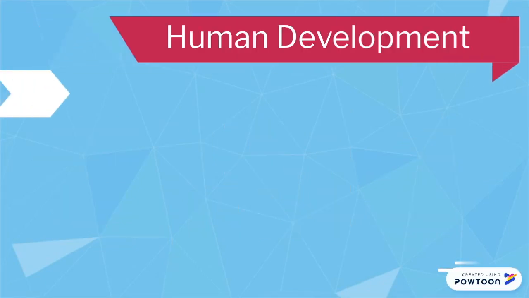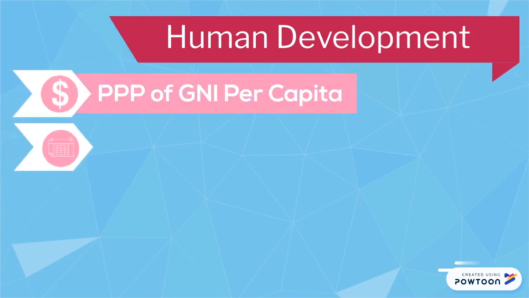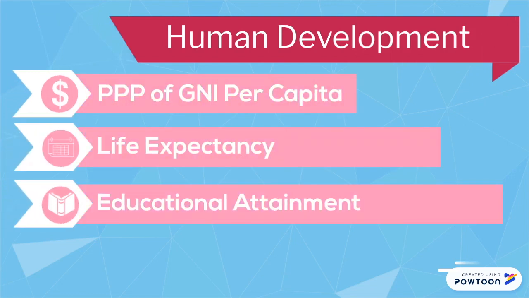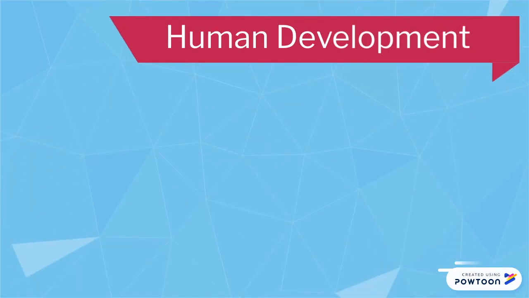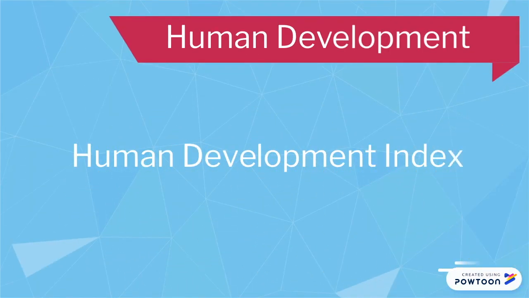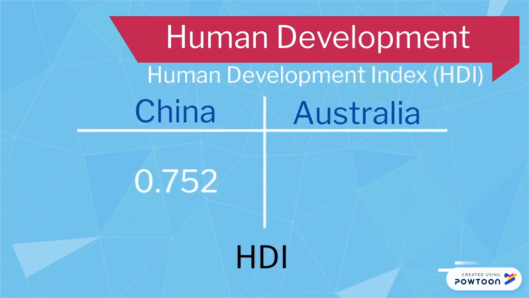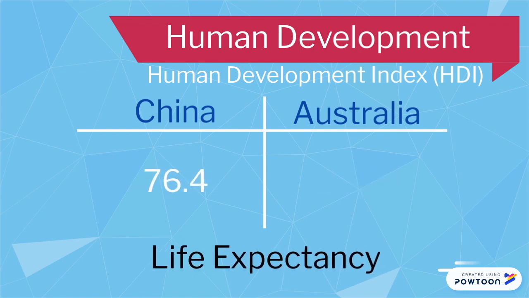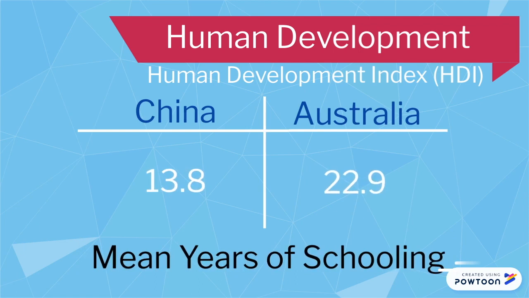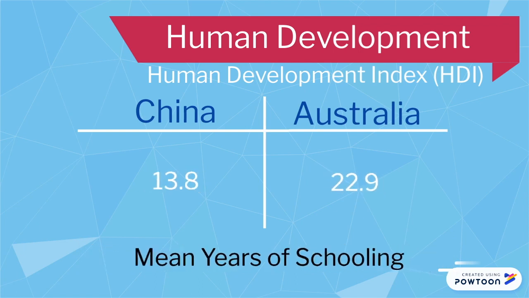Human development should also be considered when analysing China's growth and is measured by PPP, life expectancy and educational attainment. The Human Development Index is used by the United Nations to measure the progress of a country. The HDI for China is 0.752 points and Australia 0.939 points. Life expectancy for China is 76.4 years and Australia 83.1 years. Chinese students have an average of 13.8 years of schooling, while Australian students have 22.9 years.